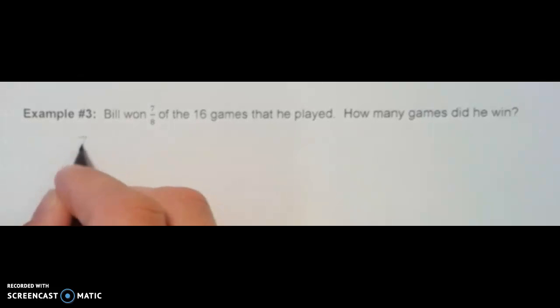In example 3, we're told that Bill won 7/8 of the 16 games that he played. How many games did he win? Okay, so there was a total of 16 games, and Bill won 7/8 of those games. In order to find a fraction of a number, you need to use multiplication. Okay, so we're going to take 7/8 and multiply it by the 16 games.